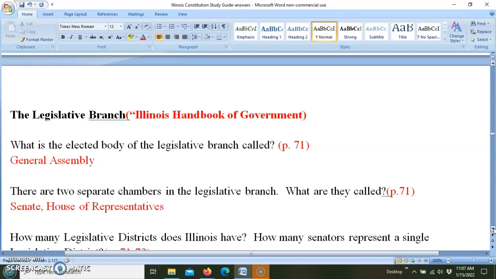But you still do need to make sure that you have either turned in a paper copy of this worksheet or you have uploaded a photo of the completed worksheet into Canvas. So let's get started. First question.